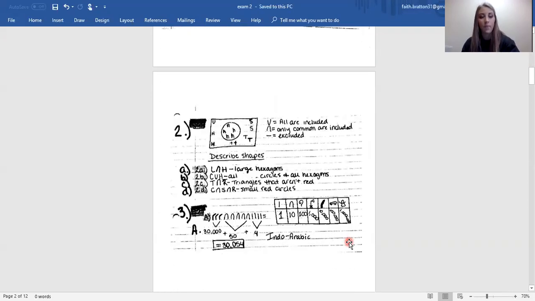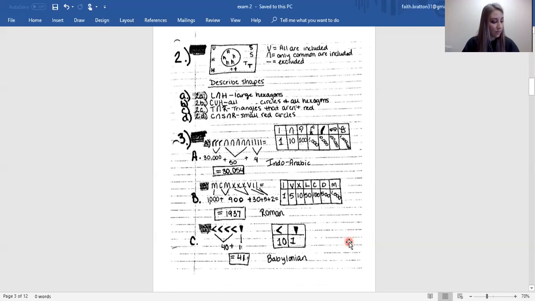For number 2, we have the Venn diagram, and we have the hexagon, triangles, and circles. If it has a U, that means all are included, and only common are included, and the line means excluded. So to describe the shapes: A, you have L and H, they're the large hexagons. B, C, U, H are all the circles and all the hexagons. T and R with a line above it are triangles that aren't red. And C, intersect S and R are small red circles.